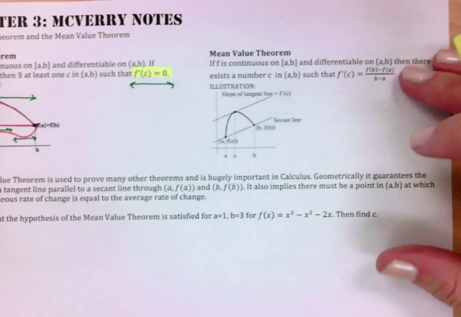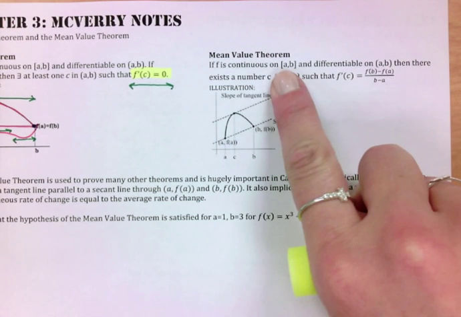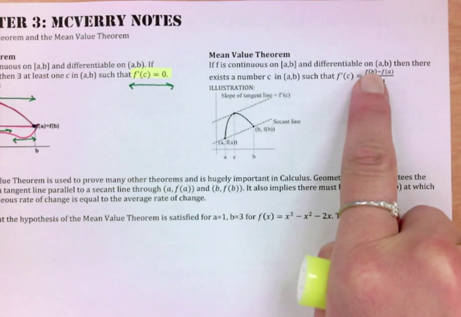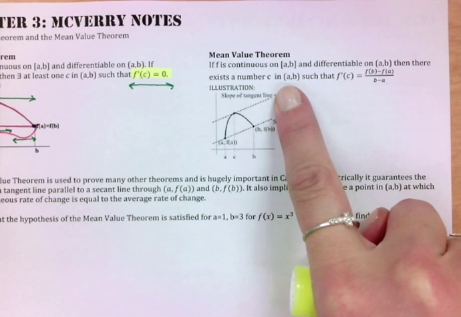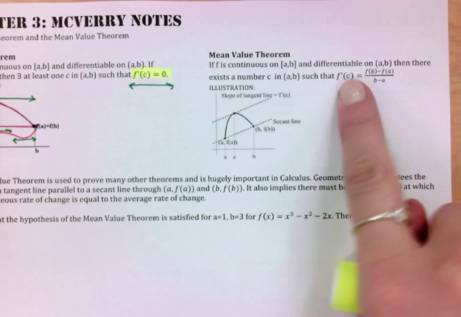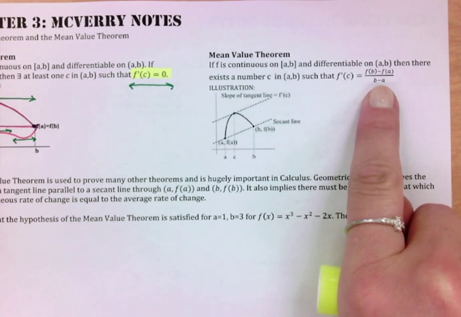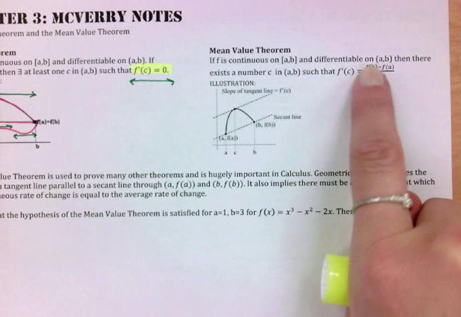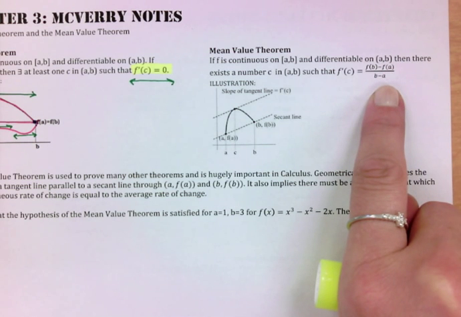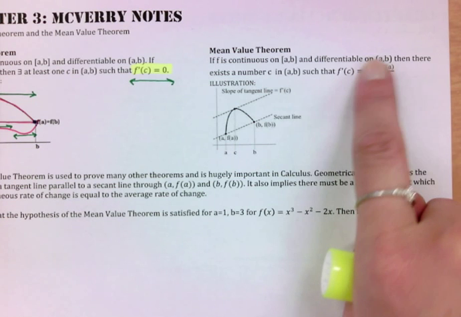And the next theorem we have is the mean value theorem. The mean value theorem is saying again that you need to be continuous on the closed interval, differentiable on the open interval. Then there's a number c in that open interval such that f prime of c, that's your derivative, the slope of your tangent line, is equal to this mess. This mess looks like algebra 1, yeah? You have your f of b minus f of a over b minus a. That's slope.